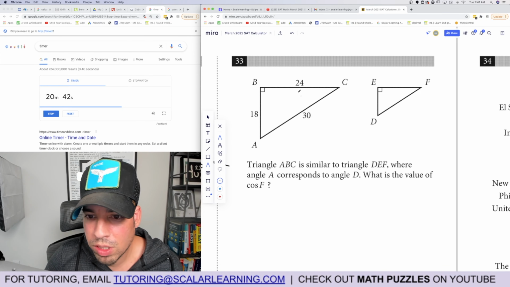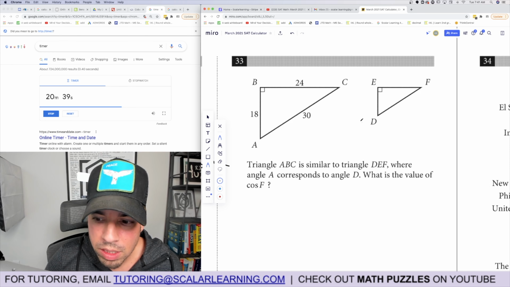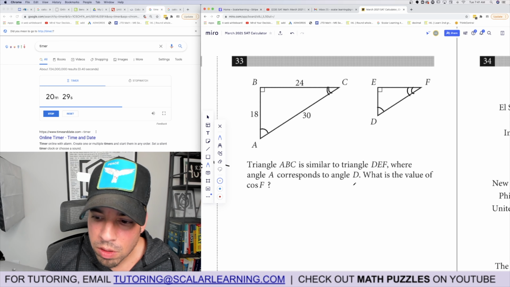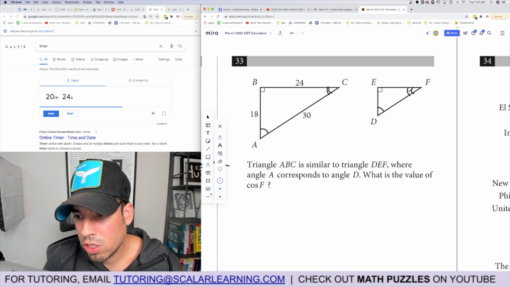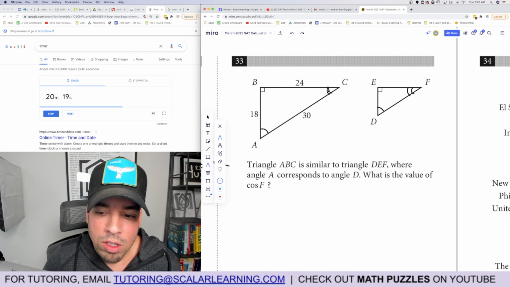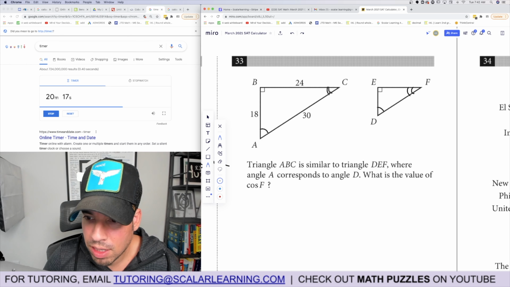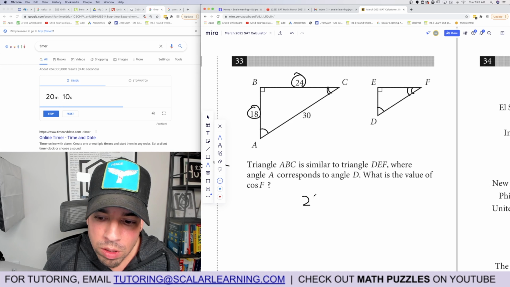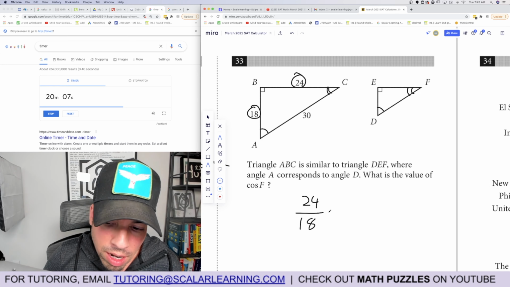Triangle ABC is similar to DEF, where angle A corresponds to angle D, which makes sense. These guys correspond. What is the value of cosine of f? All right, here's the deal. Since these are similar, cosine of f is the same as cosine of c, okay? So what is cosine of c? It is adjacent over hypotenuse, because we're talking relative to c, adjacent is next to it over hypotenuse. 24 over 18. You don't have to reduce it necessarily.